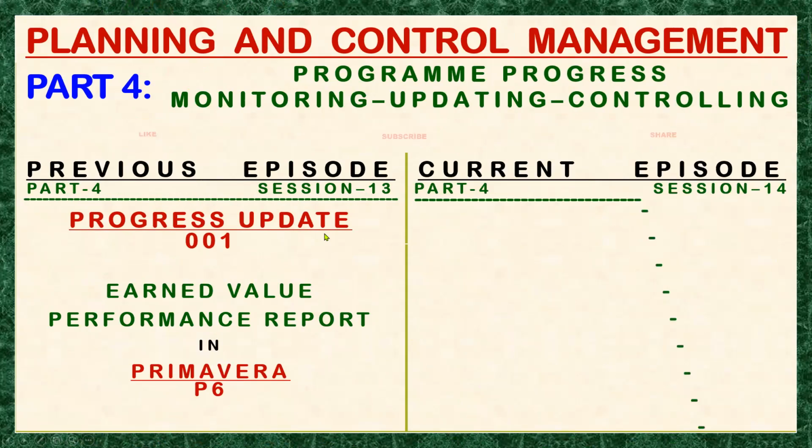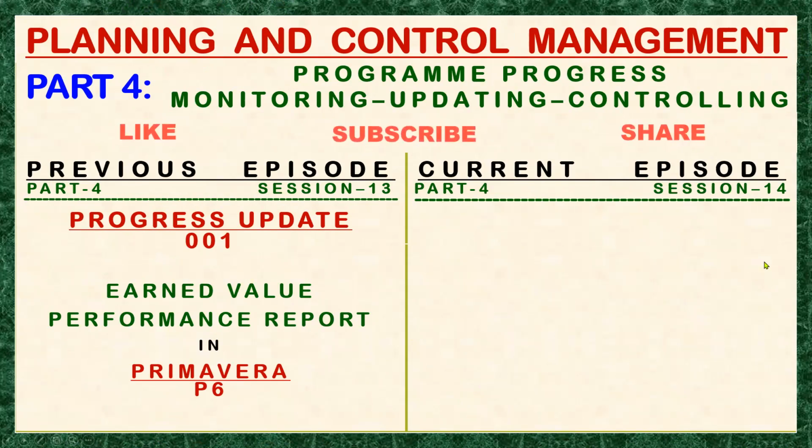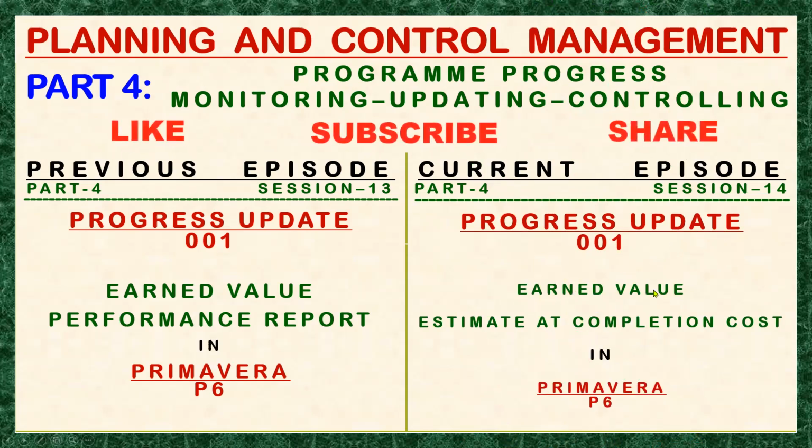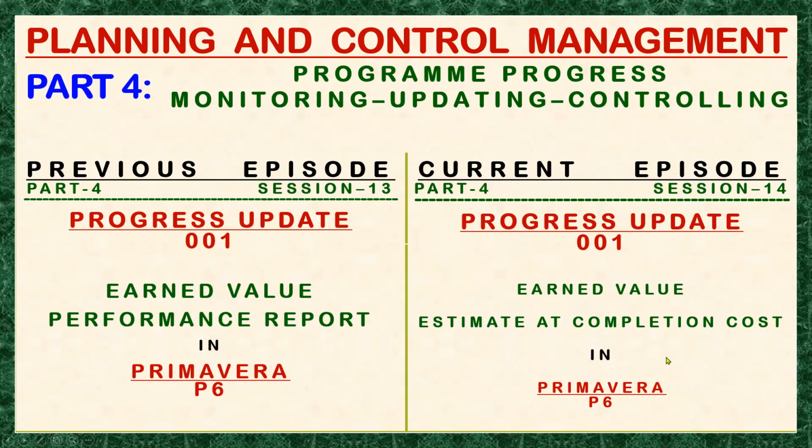So our previous episode was Part 4, Session 13, and that was about Progress Update 001 for Earned Value Performance Report in Primavera P6. And our current episode is Part 4, Session 14. It is about the Progress Update 001 on Earned Value Estimate at Completion Cost in Primavera P6.